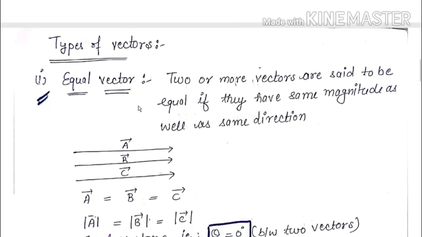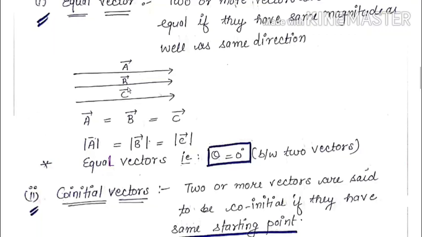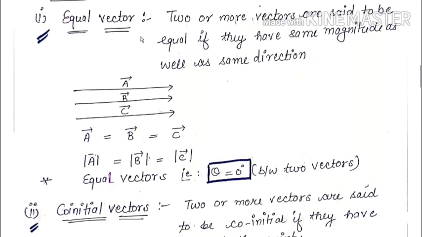Here are some types of vectors. The first is equal vectors. Two or more vectors are said to be equal if they have the same magnitude as well as the same direction. Let there be vectors A, B and C. So vector A is equal to vector B is equal to vector C, and writing them in modulus form is a way to represent magnitude only. If we are representing a vector in modulus form, that means we are representing its magnitude only. And for equal vectors, from the diagram it is clear that theta would be equal to 0 degrees between the two vectors.